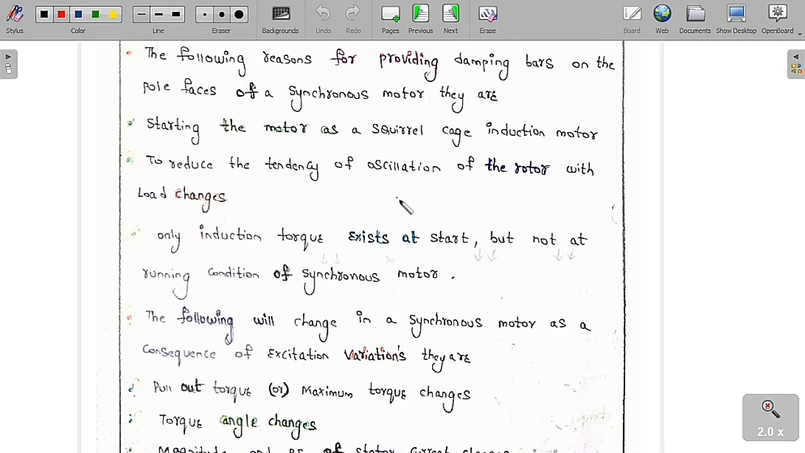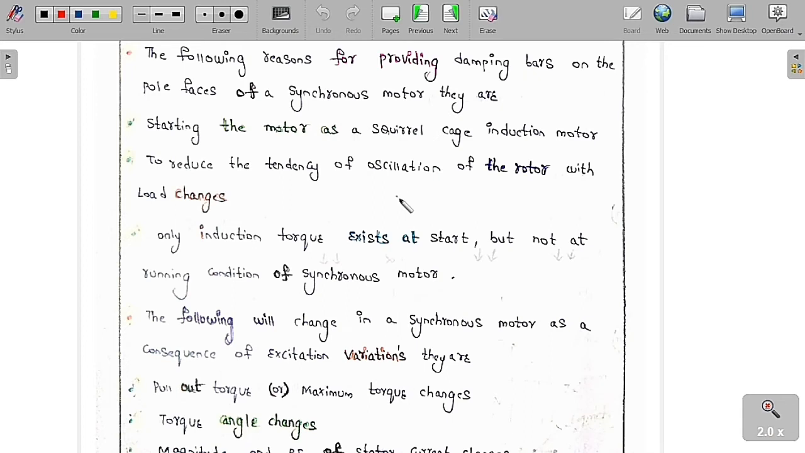whenever the load changes. And also, basically, initially whatever torque you are going to get is called the induction torque. Whenever NR is equal to NS, there is no induction torque, because at starting, NR is always less than NS, so induction torque exists. But at running conditions, when NR is equal to NS, there is no induction torque, because at that time NR is equal to NS, so induction torque is equal to zero. So we can say the basic reason for providing the damping bars in a synchronous motor is to provide the starting torque, and also to reduce the oscillations of the rotor whenever the load changes.